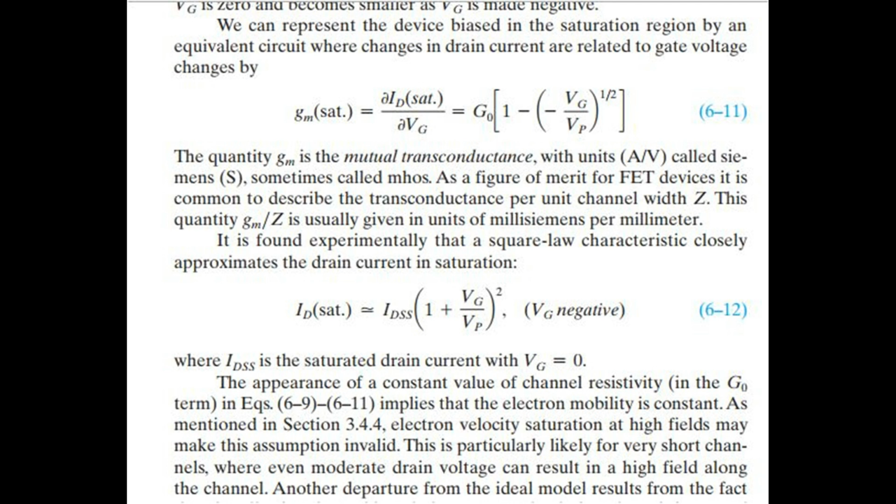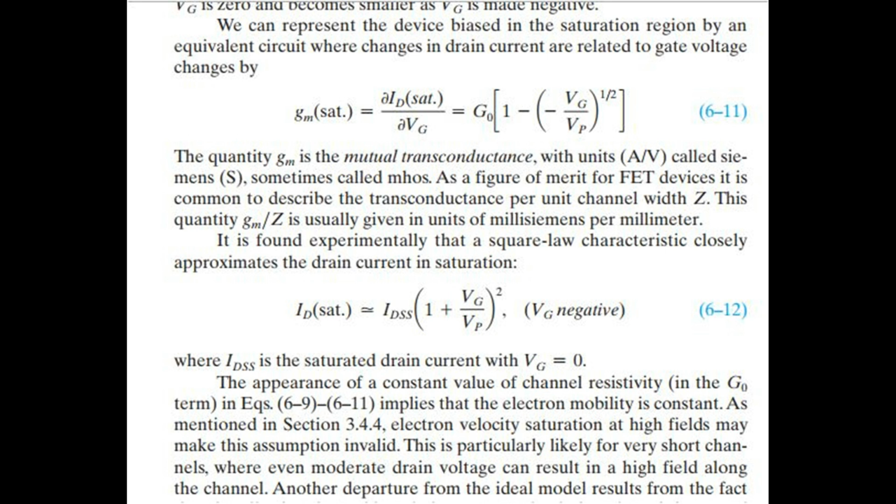It is found experimentally that a square law characteristic closely approximates the drain current in saturation, where IDSS is the saturated drain current with Vg equals 0. The appearance of a constant value of channel resistivity, in the G0 term, in EQs 6.9, 6.11, implies that the electron mobility is constant. As mentioned in section 3.4.4, electron velocity saturation at high fields may make this assumption invalid.